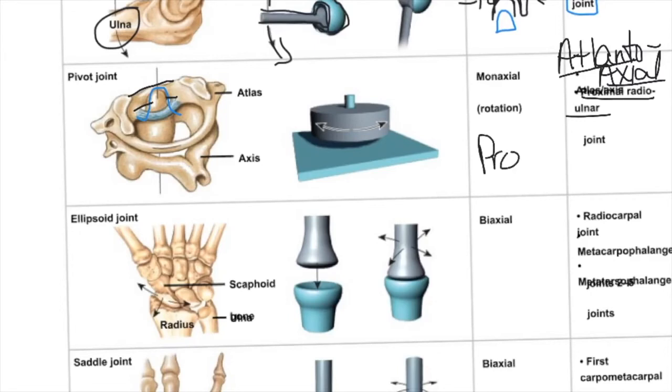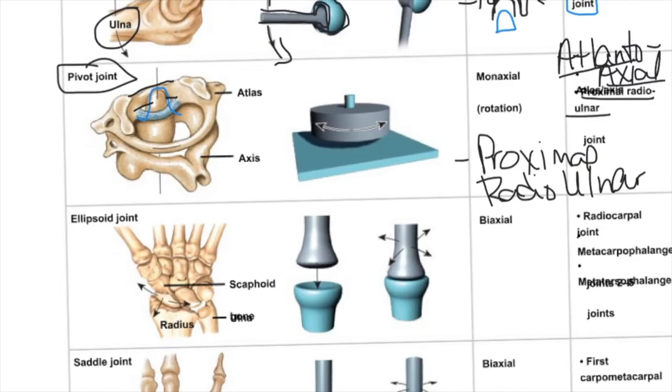Another place we see that is in the proximal radio-ulnar joint. Proximal radio-ulnar. It's very descriptive. What does proximal mean? Closer to the body, right? Radial ulnar, so it's going to be between the radius and the ulna. And what did I say we did with that when that radius pivots? Right? We get supination, pronation with that. Okay? So two joints with the pivot joint.